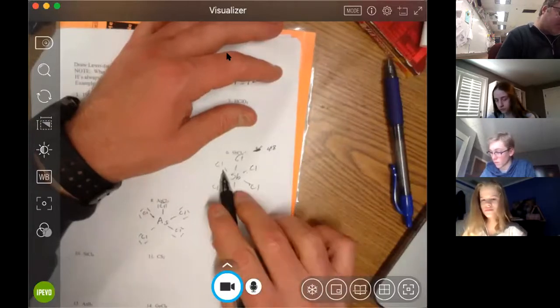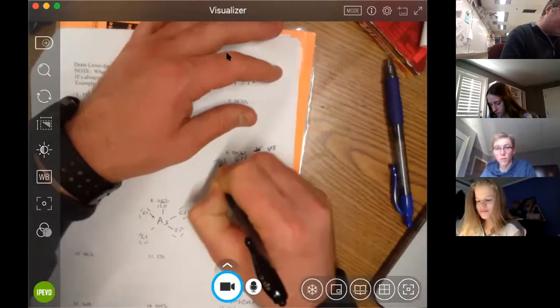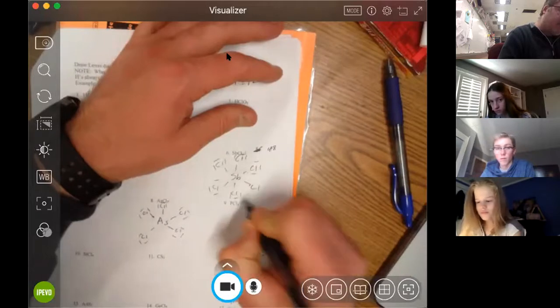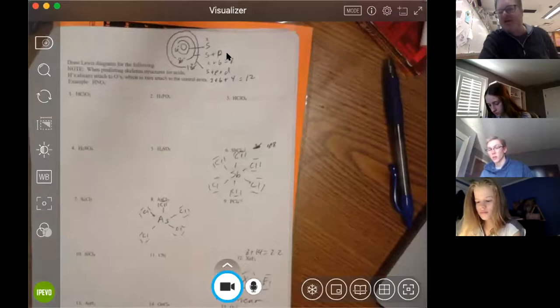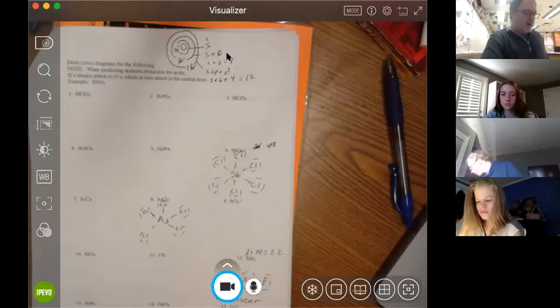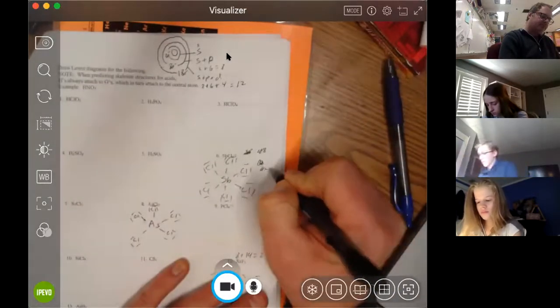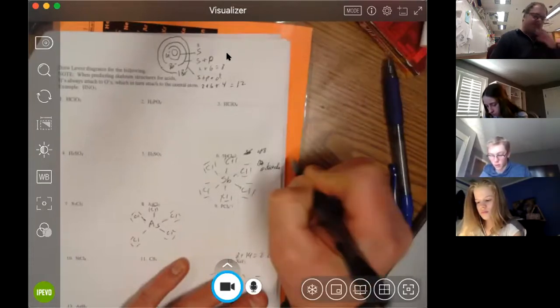2, 4, 6, 8, 10, 12, 14, 16, 18, 20, 22, 24, 26, 28, 30, 32, 34, 36, 38, 40, 42, 44, 46, 48. 6 bonded atoms and 0 unshared pairs. What do we got? Octahedral. Good.